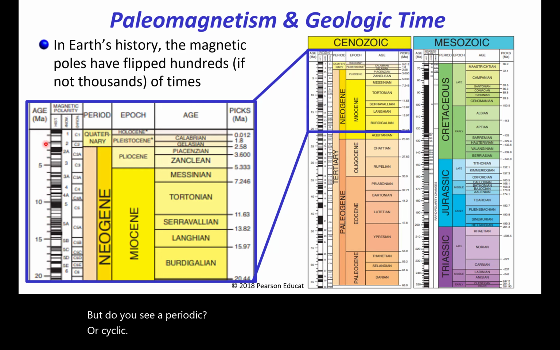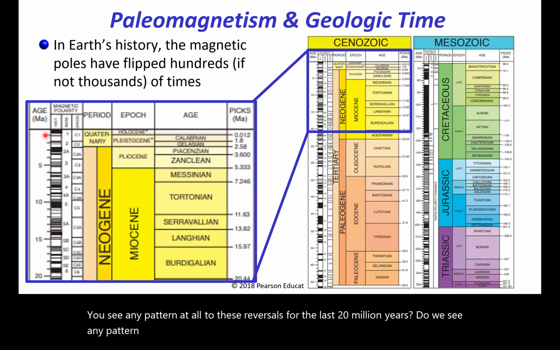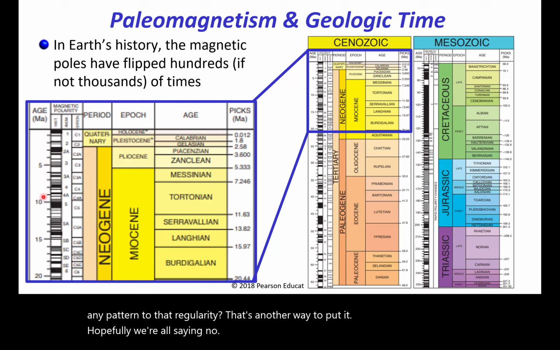But do you see a periodic or cyclic pattern? You see any pattern at all to these reversals for the last 20 million years? Do we see any pattern to that? Or regularity? That's another way to put it. Hopefully, we're all saying no. It looks random.